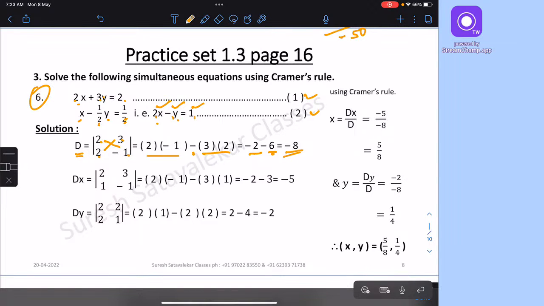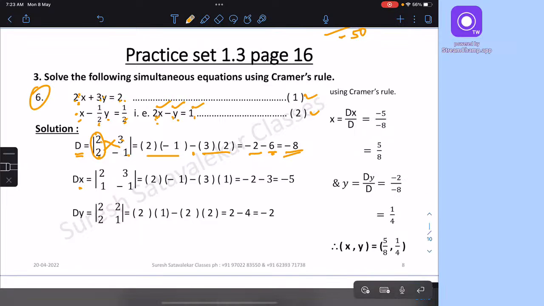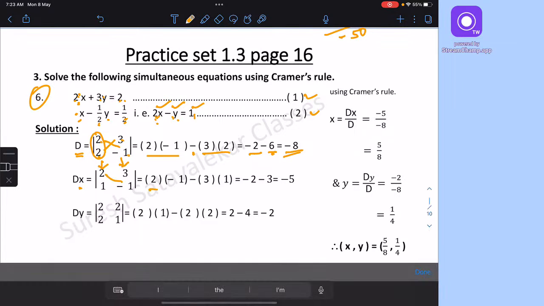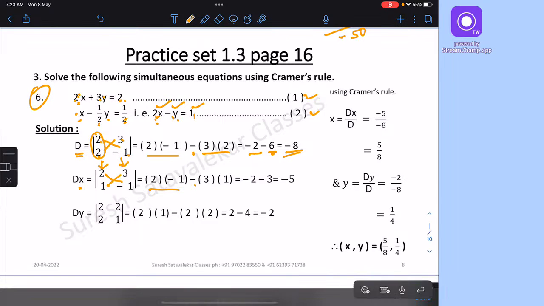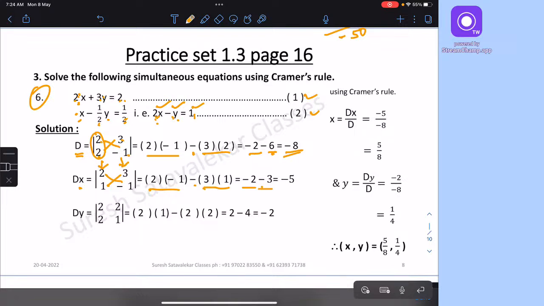Now to get the value of dx, the coefficients of x here were 2, 2. Instead of 2, 2, you will have the right-hand side, that is 2 and 1. And this will remain 3 and minus 1. So expand this, 2 into minus 1 first, minus 3 into 1. 2 into minus 1 is minus 2. This minus sign as it is, 3 into 1 is 3. Both are negative, so when both have the same sign, you have to add them. 2 and 3 is 5, and both are minus, so the answer is minus 5.